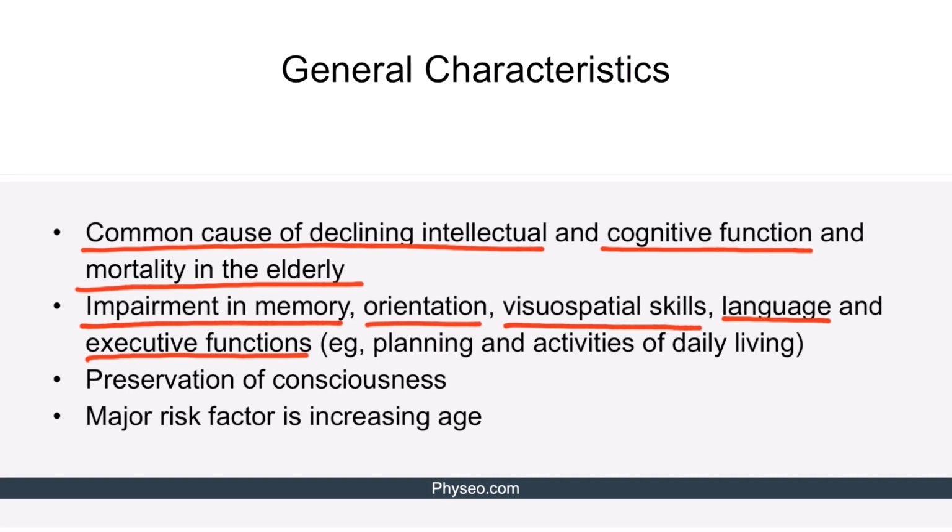It is characterized by a preservation of consciousness, meaning the patient is able to respond on command and his or her memory is intact. The major risk factor for dementia is increasing age. Some degree of forgetfulness is normal in the elderly. So in order to differentiate between benign forgetfulness and dementia, it is important to see whether it affects the activities of daily living and functioning of the patient.